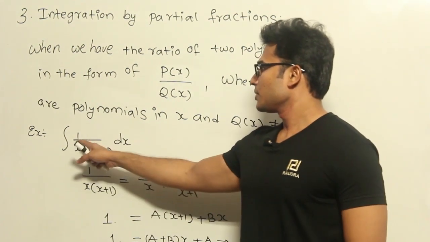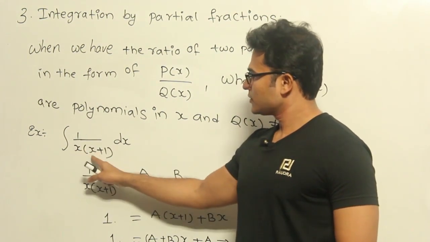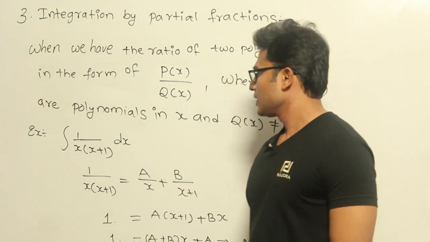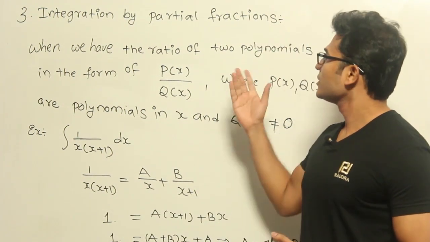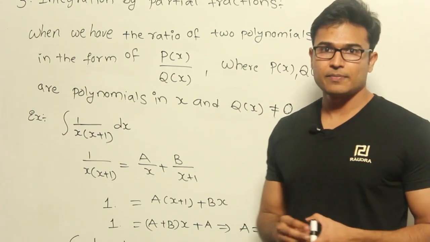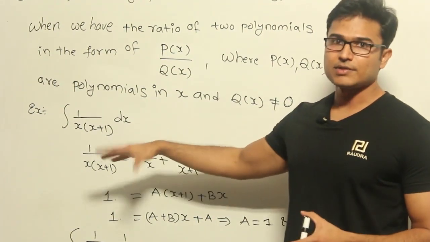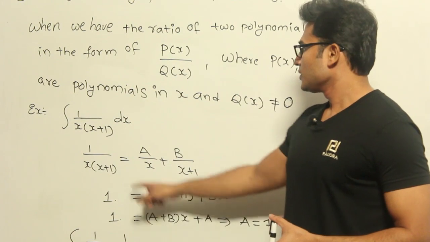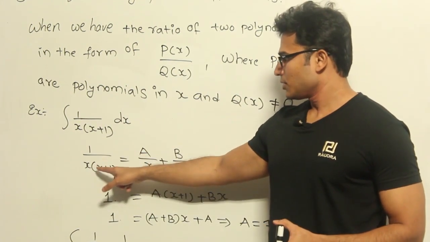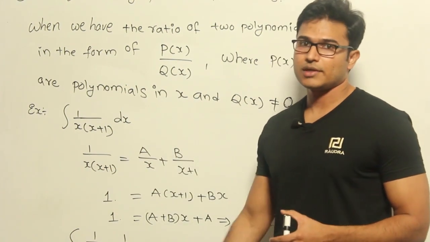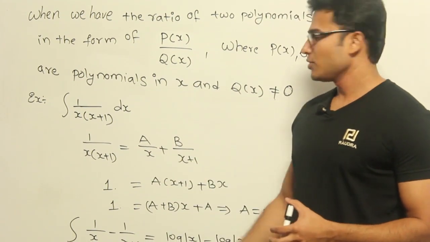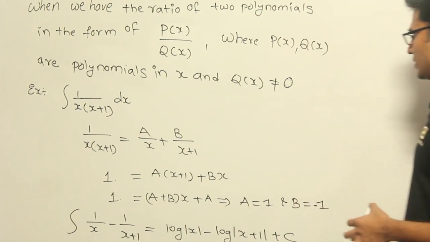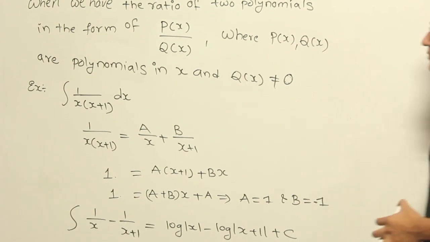Now assume that we have to find the integral of 1 by x into x plus 1 dx. Now just try to make it into two parts, that is nothing but integration by partial fractions. So try to split it in such a way that integration will be easy. So try to write 1 by x into x plus 1 as a by x plus b by x plus 1. Now you find out what could be that a and what could be that b.